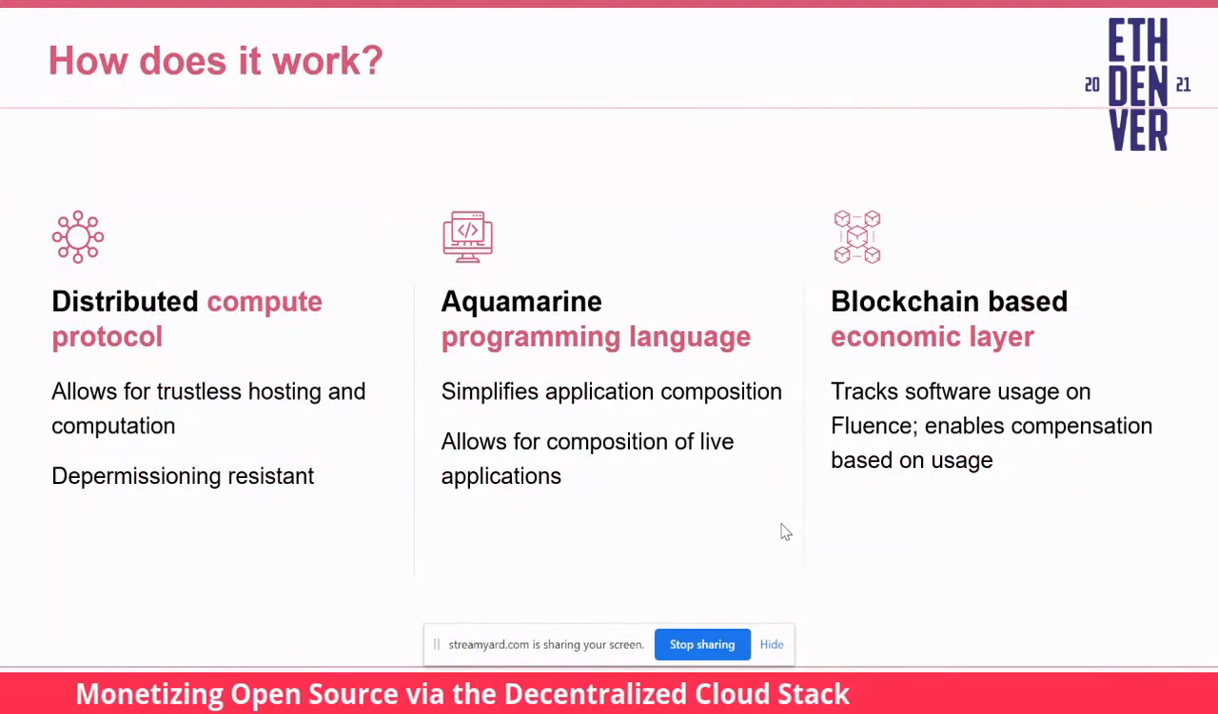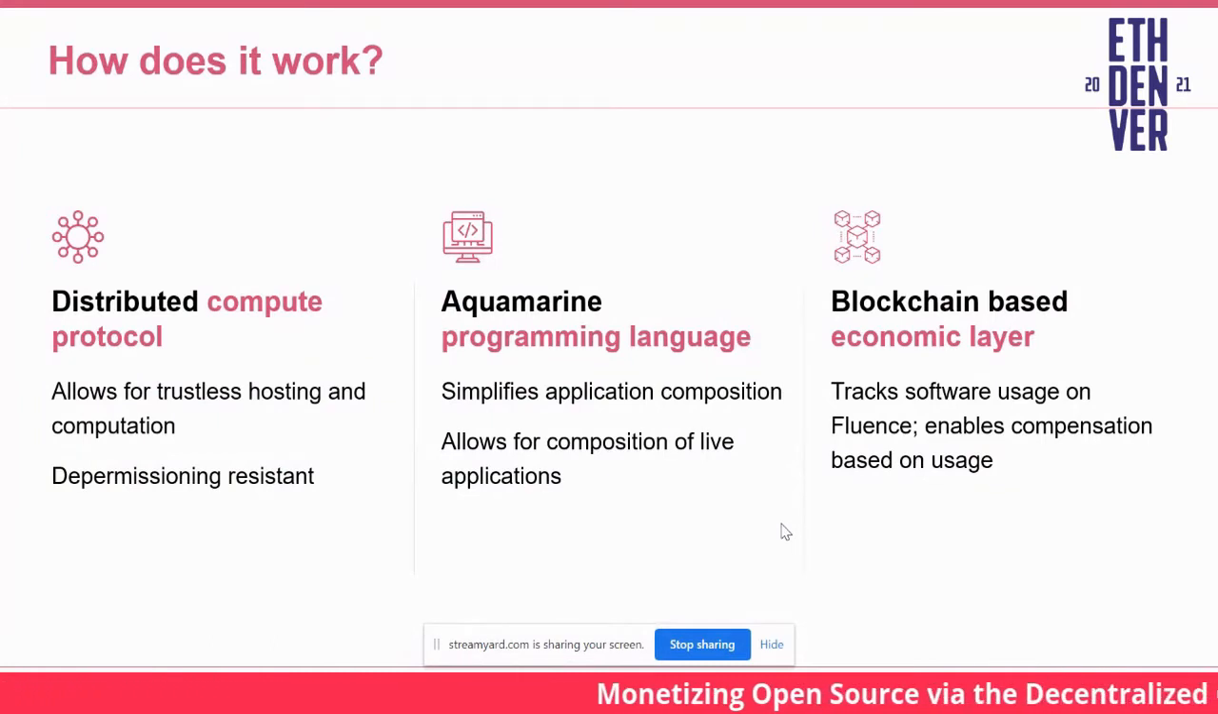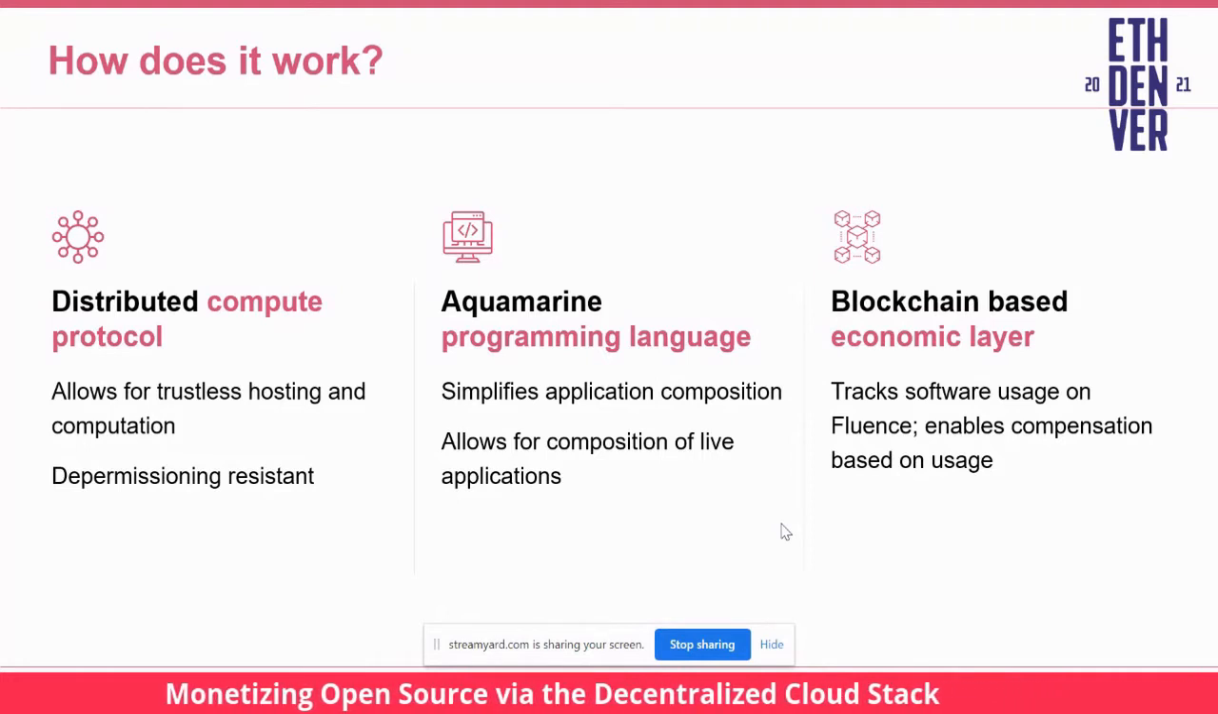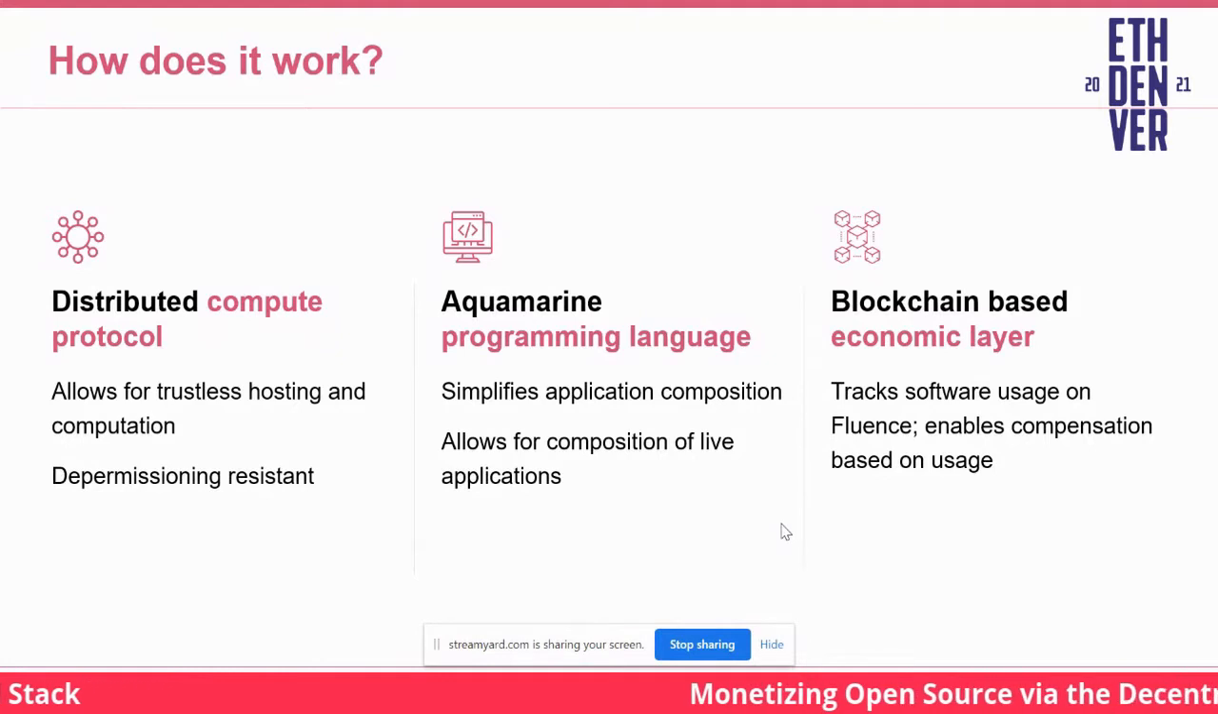So how does it work? You need a distributed compute protocol, so you have trustless hosting. You have to have a programming language that simplifies composition and, most importantly, allows you to work with live applications. That's critical and doesn't really exist now. And thirdly, you need a blockchain-based economic layer that tracks software usage and enables compensation based on that usage.